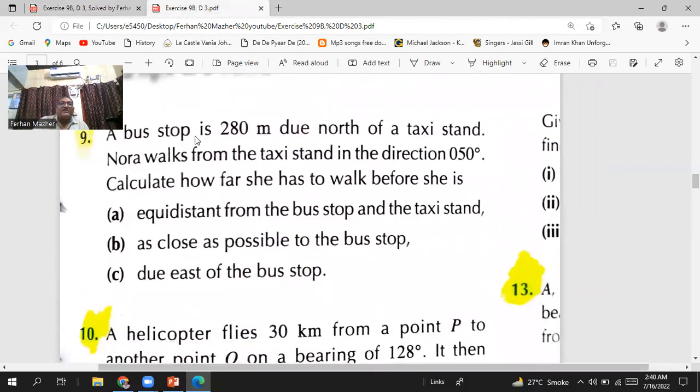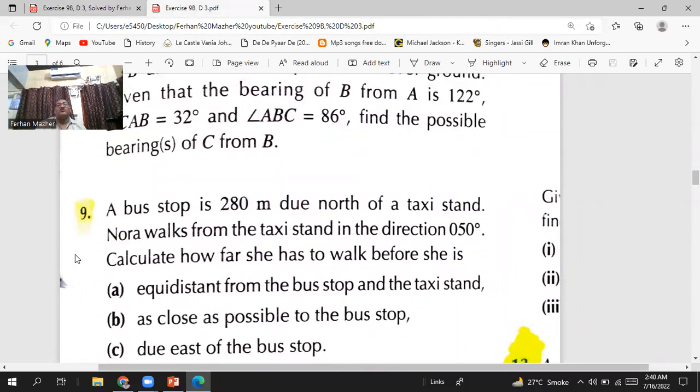Okay, so we are going to the next question. The next question is question number 9. He says, a bus stop is 280 meters due north of a taxi stand. Nora walks from the taxi stand in the direction 50 degrees. Calculate how far she has to walk before she is: A, equidistant from the bus stop and the taxi stand; B, as close as possible to the bus stop; and C, due east of the bus stop. So now they are giving you 3 conditions.